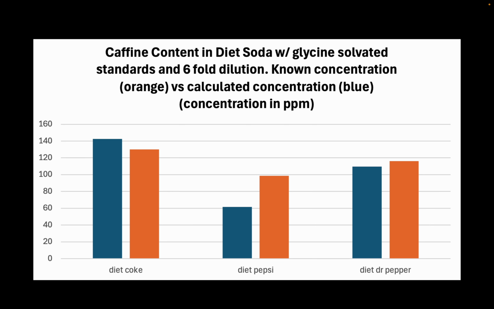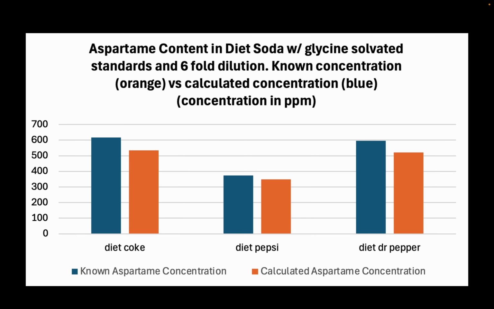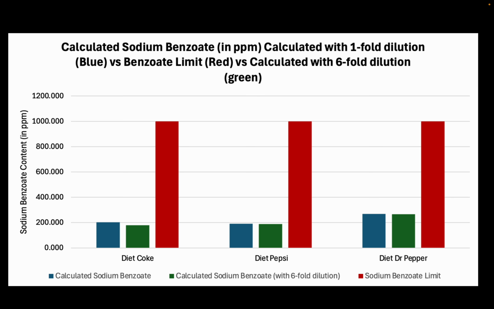Well, if we look at the caffeine content, all but Diet Pepsi gave a really, really good result, less than 15% error. Diet Pepsi, we'll get into why I think I didn't get quite a good result here, but the caffeine content, I did pretty good on, I'd say. And same with aspartame. The levels agree with the glycine standards when I compared them. They compared really well to the known values, and that's really, really satisfying to see.